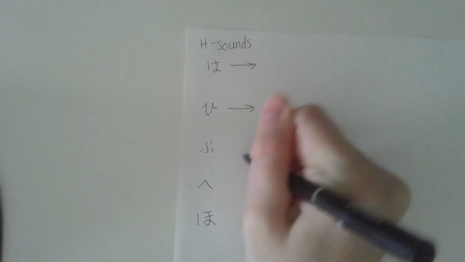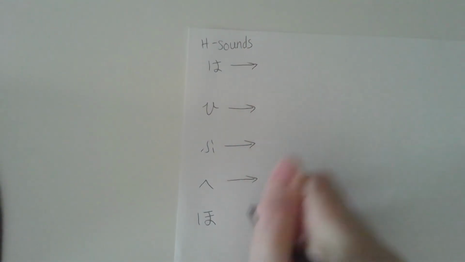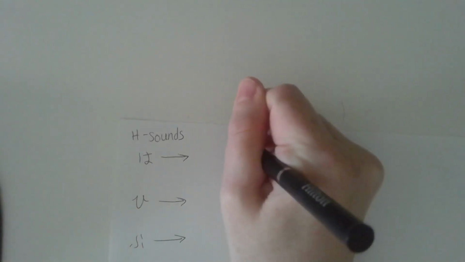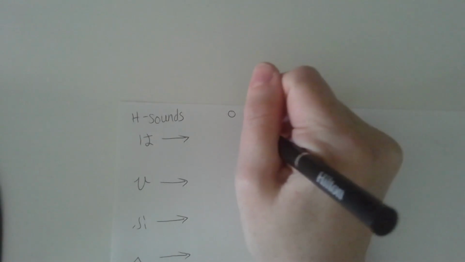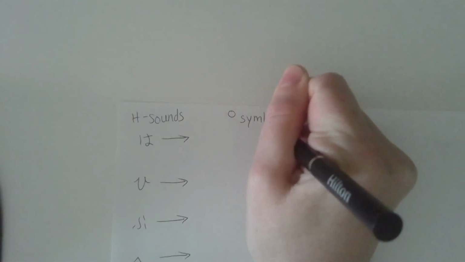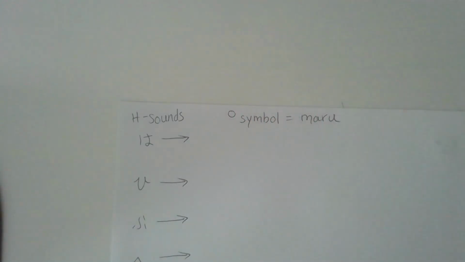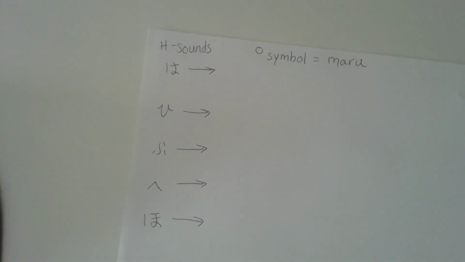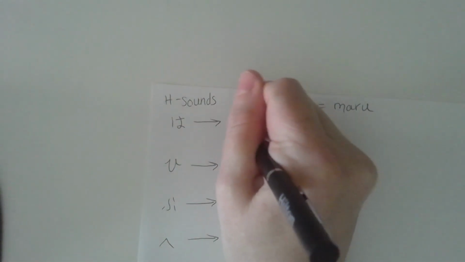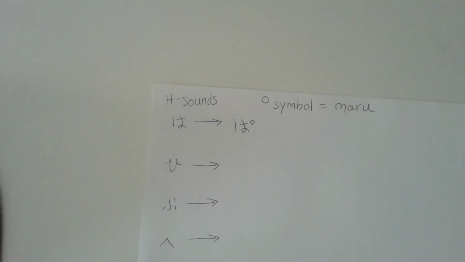And with this circle symbol, we call it Maru. Maru means circle. Okay, so it changed to a P sound. P sounds.